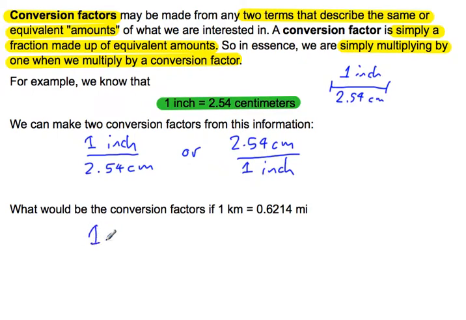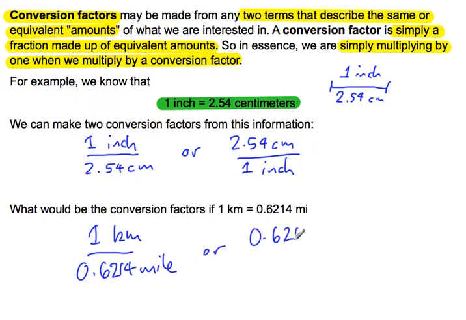Well, we can do the same thing for the relationship between kilometers and miles. 1 kilometer per 0.6214 miles, or 0.6214 miles per 1 kilometer. So conversion factors. You should be able to come up with two conversion factors for any relationship, and your job then becomes using the right conversion factor.